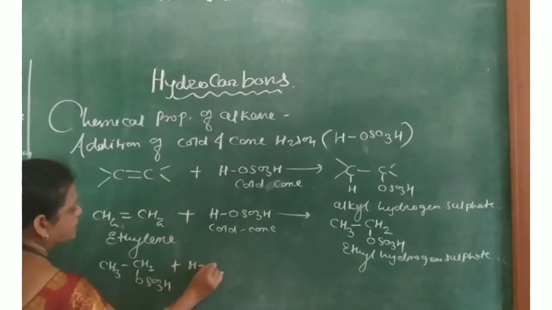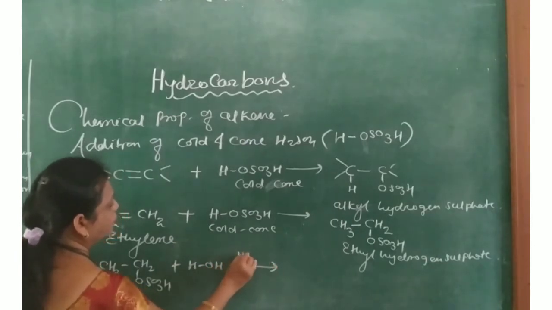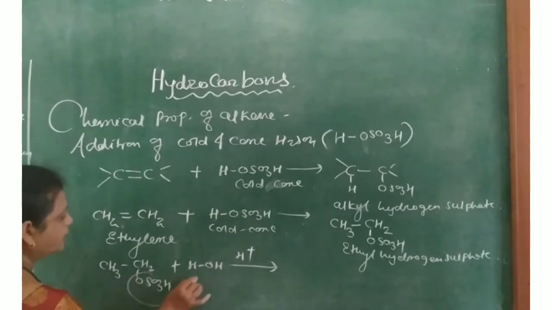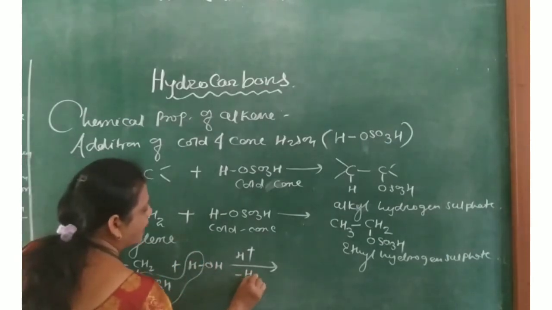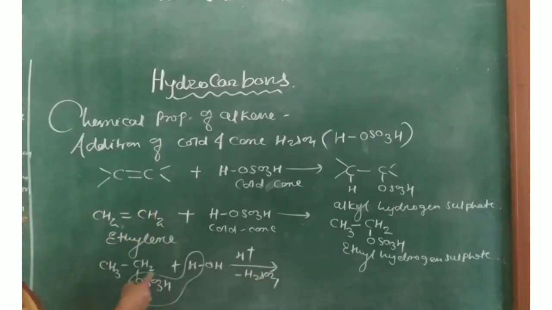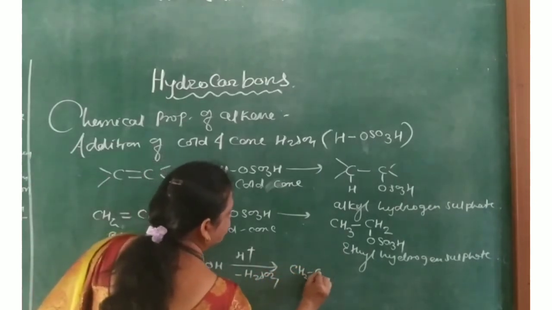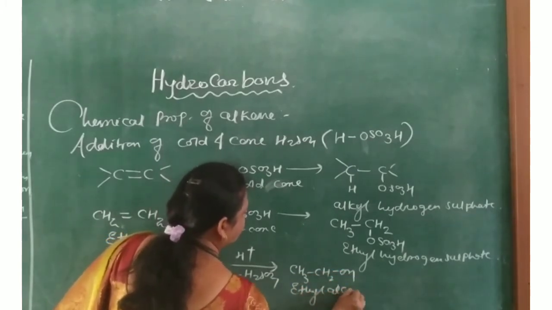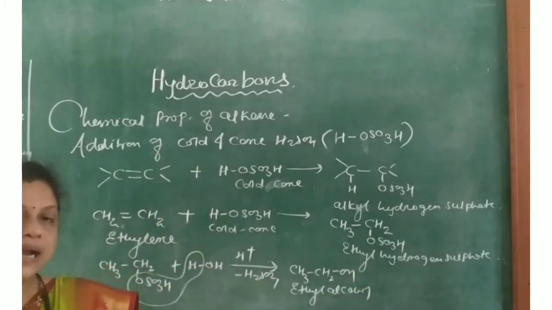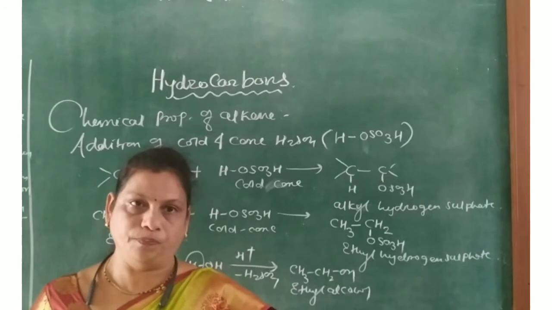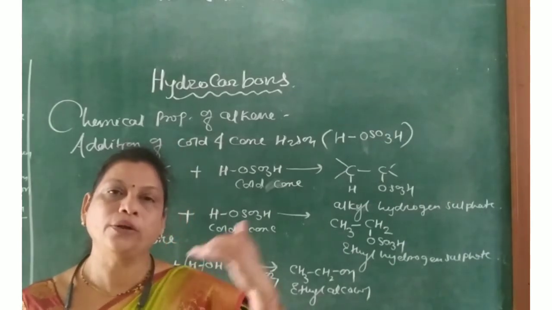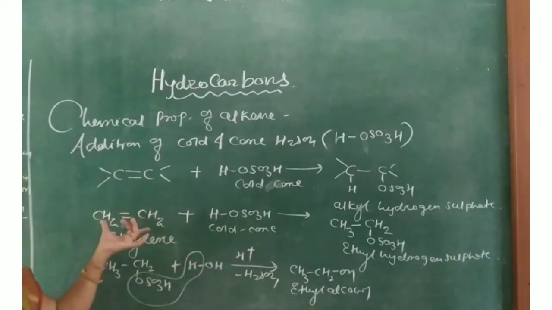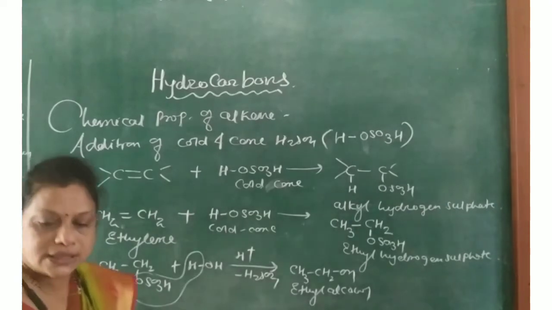Then ethyl hydrogen sulfate on hydrolysis, here OSO3H plus HOH with H positive, means acid catalyst. Now this OSO3H and this H, minus H2SO4, and OH combine here to form CH3CH2OH, that is ethyl alcohol. This is an excellent method to prepare alcohol on a large scale, means from alkene to alcohol. Okay, so this is the action of cold and concentrated sulfuric acid on ethylene, which is symmetrical.